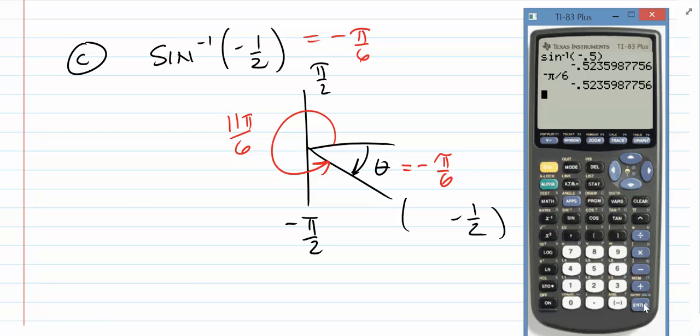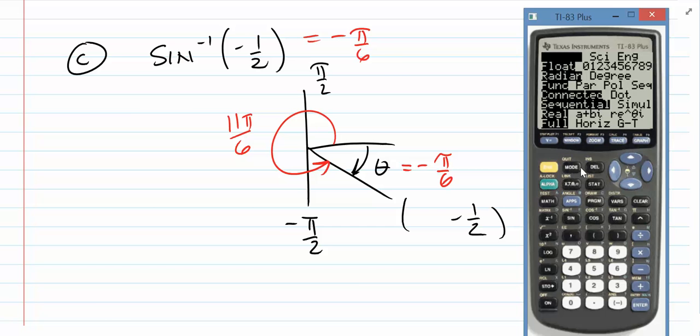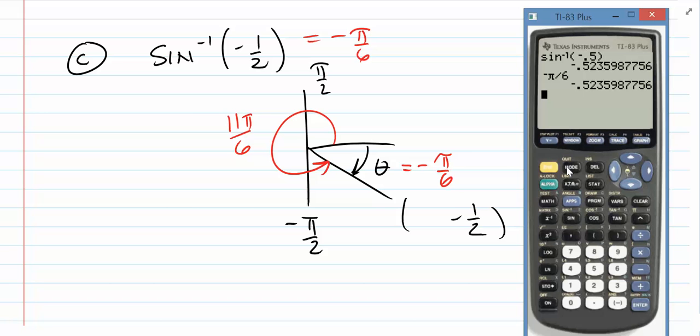It also works in degrees, ladies and gentlemen. So if we go to degree mode, it also works, but you have to interpret what that means. The answers they want are in radians, but it does work. As an example, inverse sine of negative 0.5. Notice it gives you negative 30 degrees, which of course is negative pi over 6. Is that cool? You guys get it? So yes, you can do this in degrees, but your answer has to be given in radians, okay?